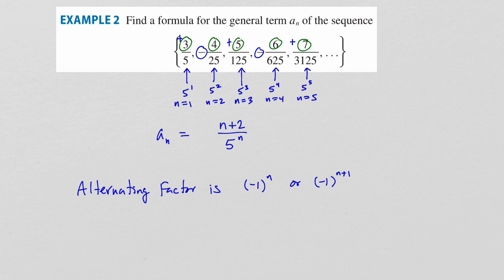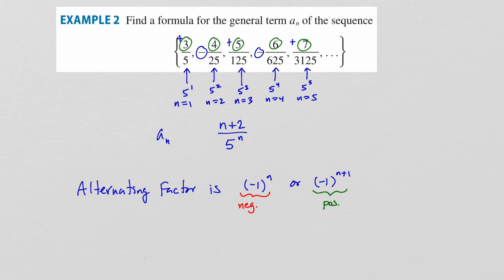So if you're starting at n equals 1, and if it starts off negative, this is the factor that you would use. But if it starts off positive, this is the factor that you would use. So we would use this one if it starts negative, and we would use this one if it starts positive. And of course, ours starts with a positive 3/5. And so the alternating factor we're going to use is negative 1 to the n plus 1.